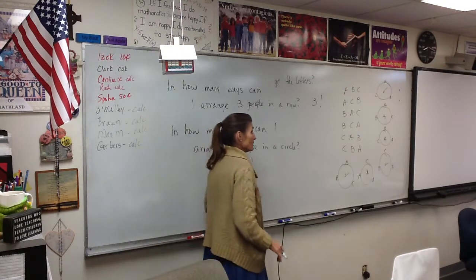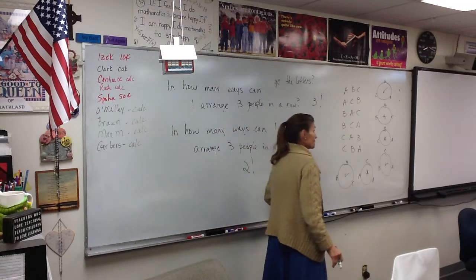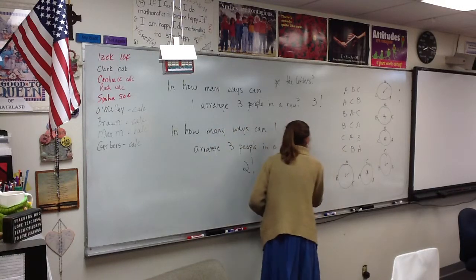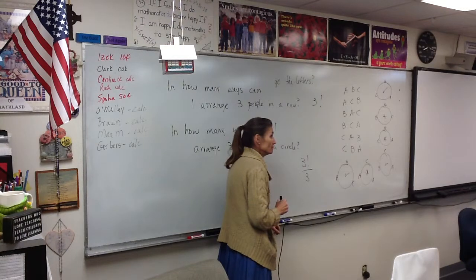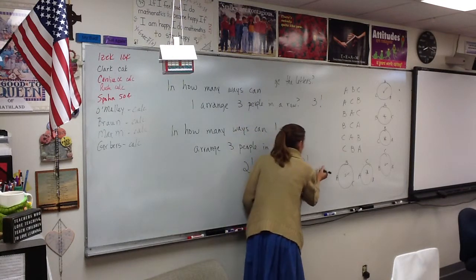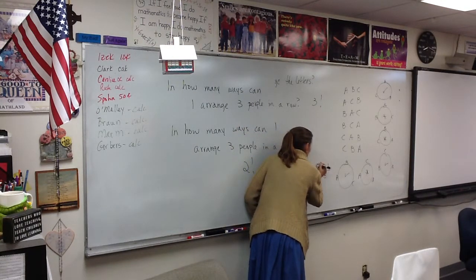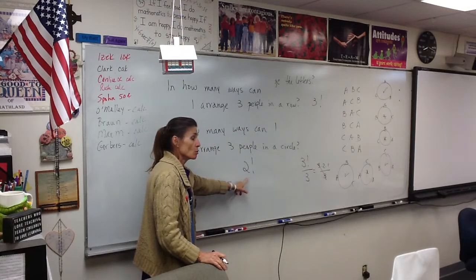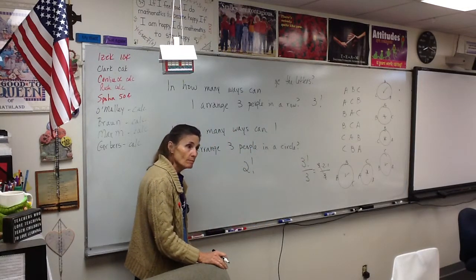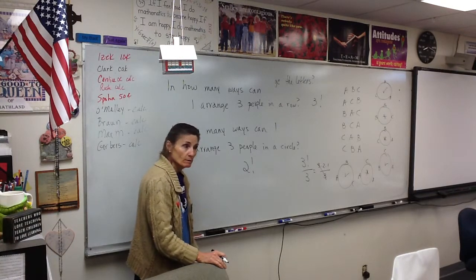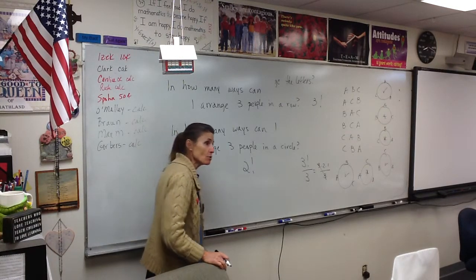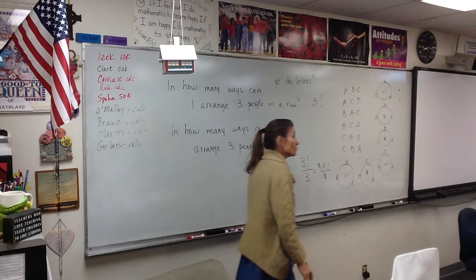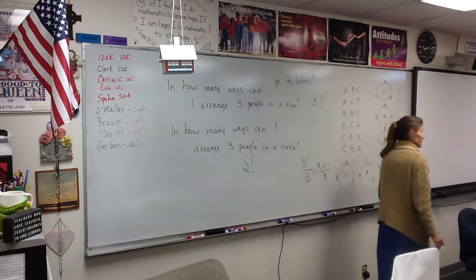Each pattern occurs 3 times. So it's 3 factorial divided by 3, which is 3 times 2 times 1 over 3. Do you see how I got 2 factorial out of that? So what if I had 4 people? 3 factorial. In a circle, you can arrange one less factorial ways.